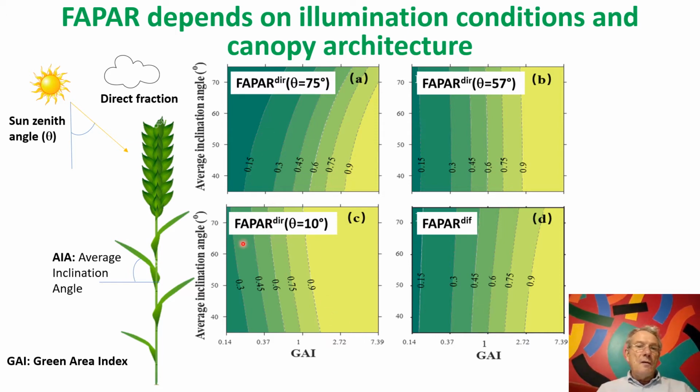It also increases with the leaf inclination for relatively high zenith angles of the sun, and it decreases with the average inclination angle for relatively low sun angles. That means sun angles that are quite close to nadir directions.